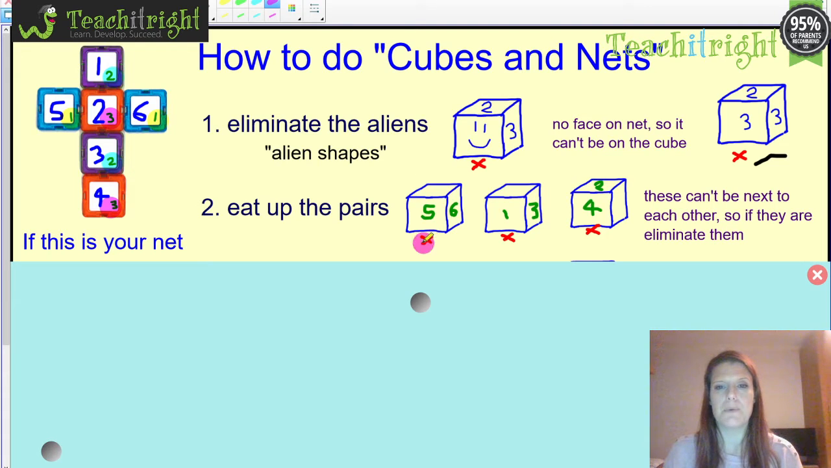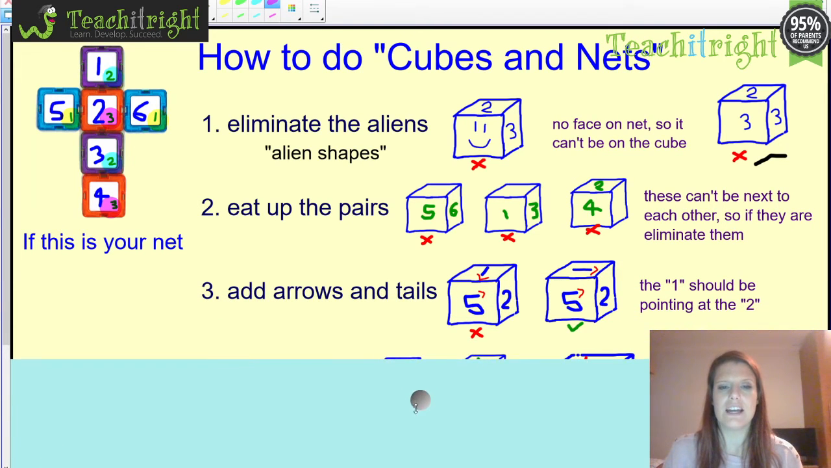So in this example here, this can't be right because 5 and 6 are opposite, as we can see from our net. So they wouldn't be next to each other. Same with 1 and 3 and 2 and 4. So if you get that, you've got a net and you've got opposite pairs. If they're then next to each other on one of the cubes, then they can't possibly be the right answer.